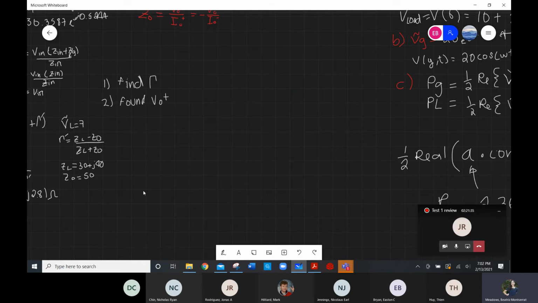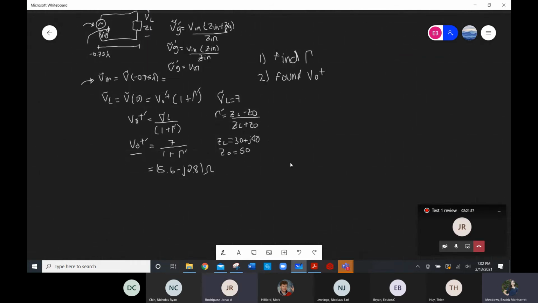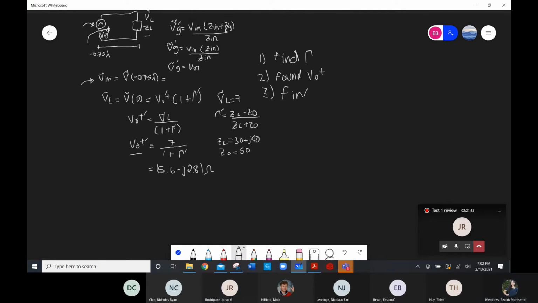So step number 3, find B in. And B in is nothing but the voltage at that location, which is negative 0.75, because we're still on the little transmission line. You guys remember that, right? I haven't told you we're on the big leagues yet, right? Okay, so I hope you store your B naught plus value because you're gonna use it again.